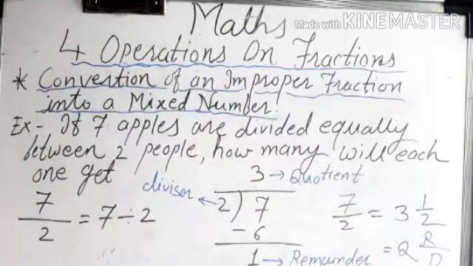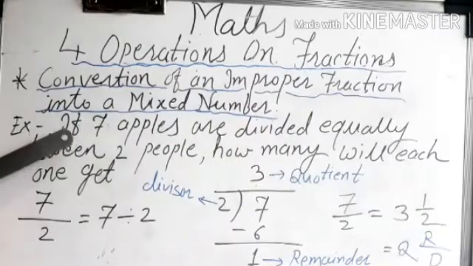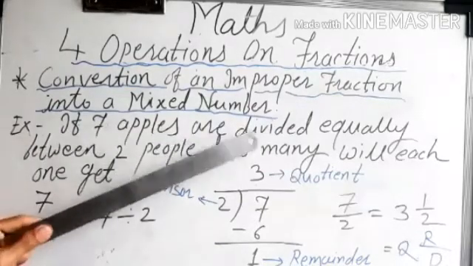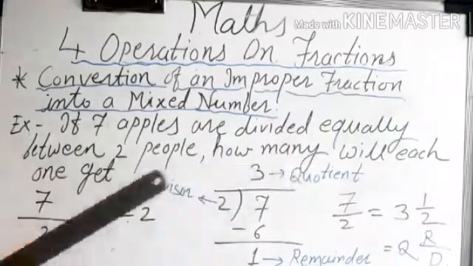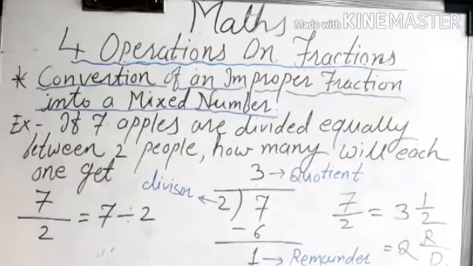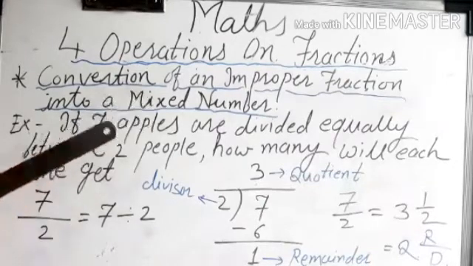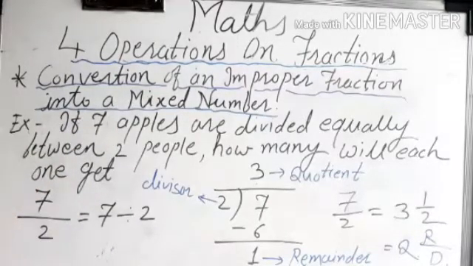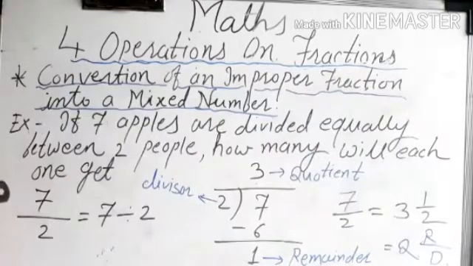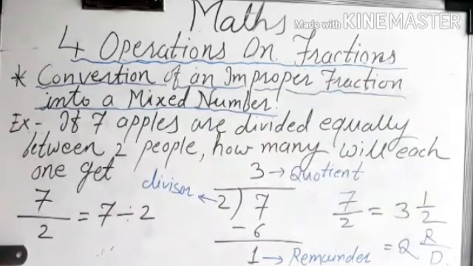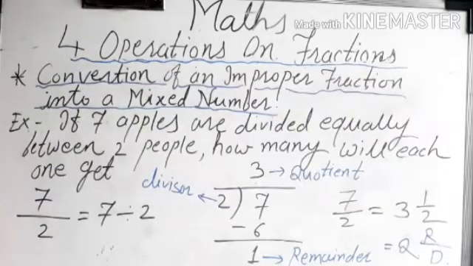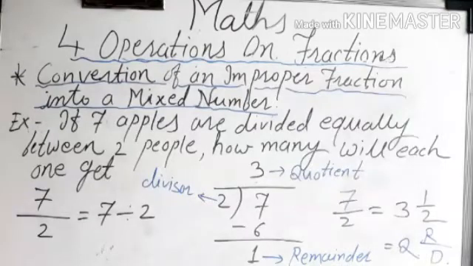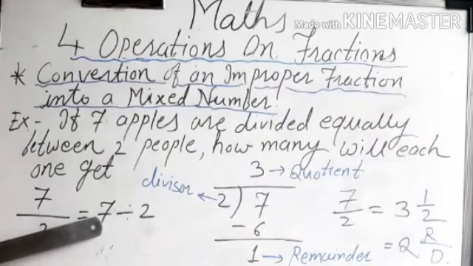Okay, so let's see one example. If 7 apples are divided equally between two people, how many will each one get? So here 7 apples are divided equally. Now 7 apples we have to divide between the two people. So how many will each one get? Now suppose I say 7 upon 2, means 7 divided by 2 you have to do.